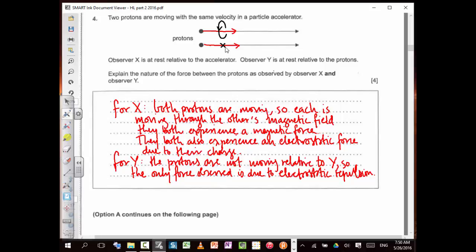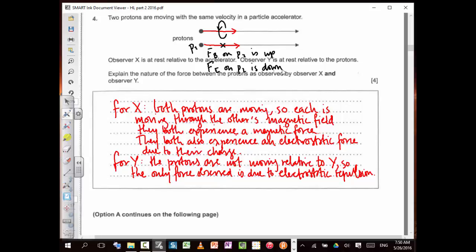So F_B, if we call this one proton 2, F_B on proton 2 is up. B here stands for magnetic. B is the symbol for magnetic field strength. So the force on proton 2 is going to be upwards, the magnetic force. The electric force, the electrostatic force, well, it's 2 positive charges, so it's going to be repulsive, so it's going to be downwards. So the electric force on P2 is down.